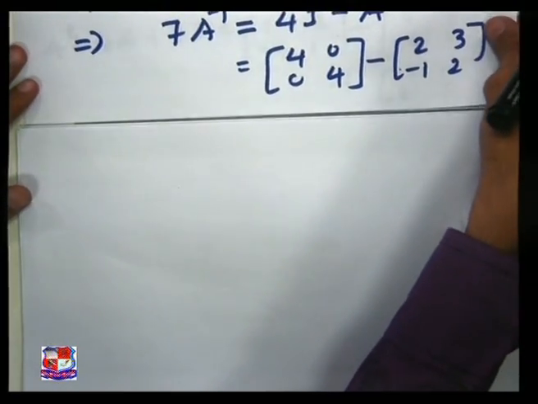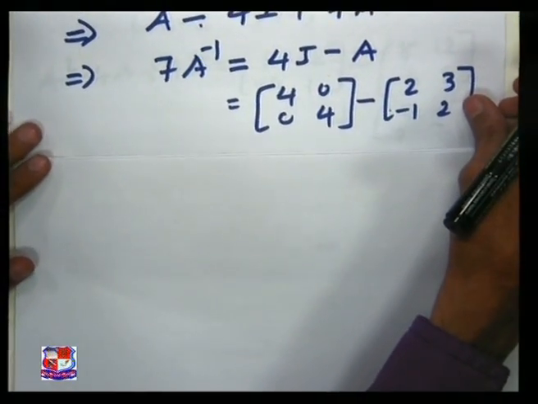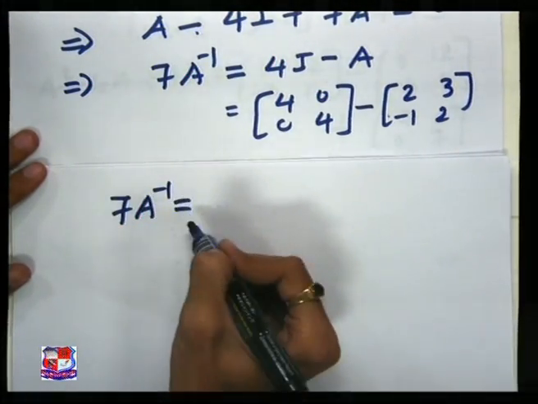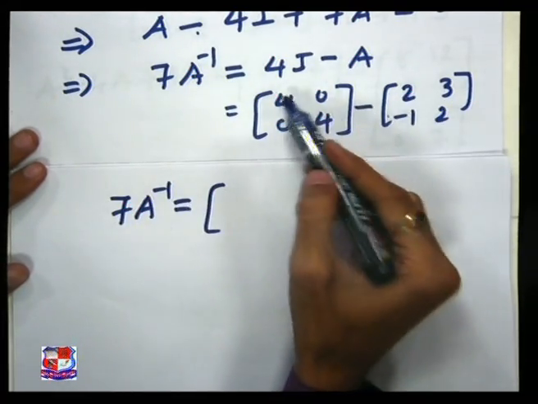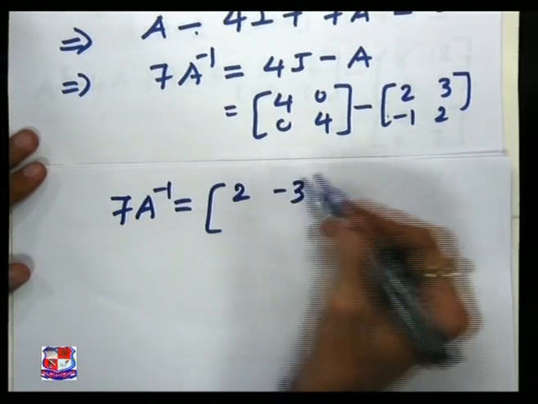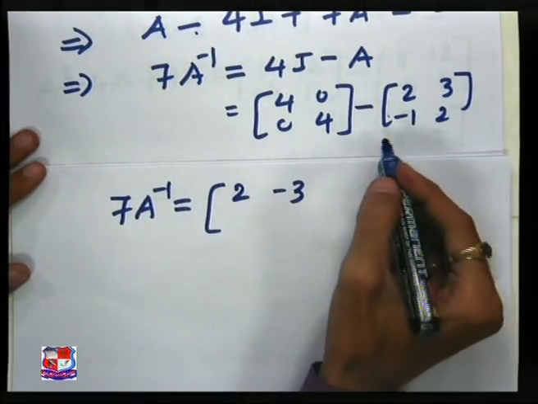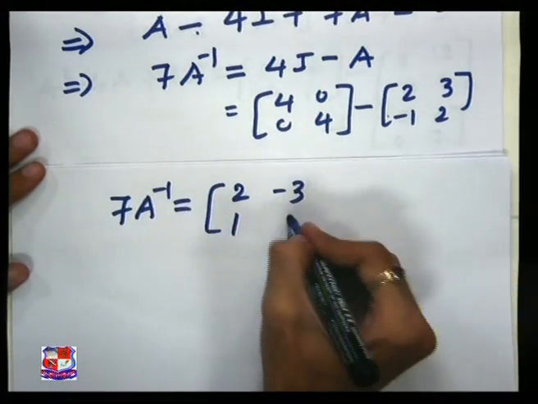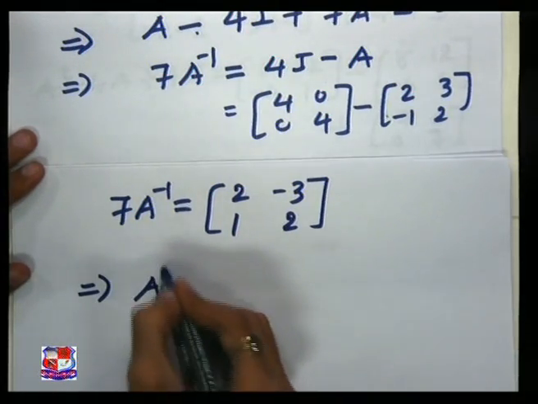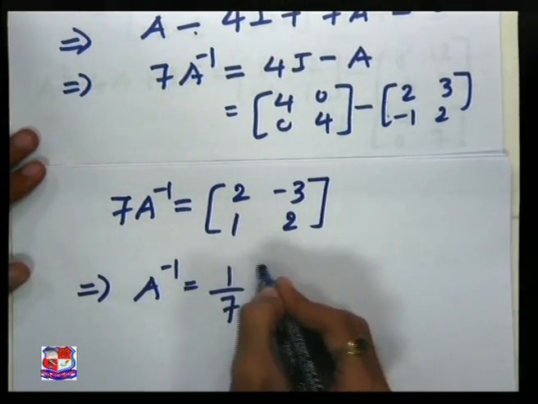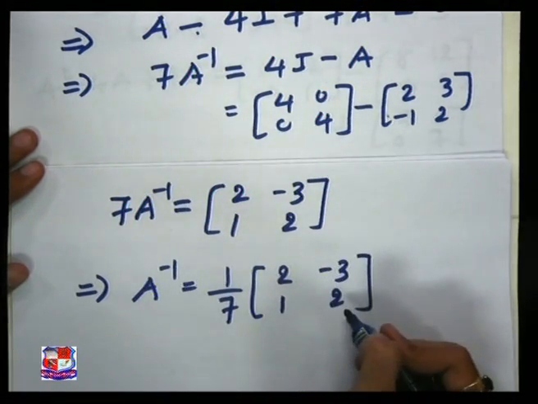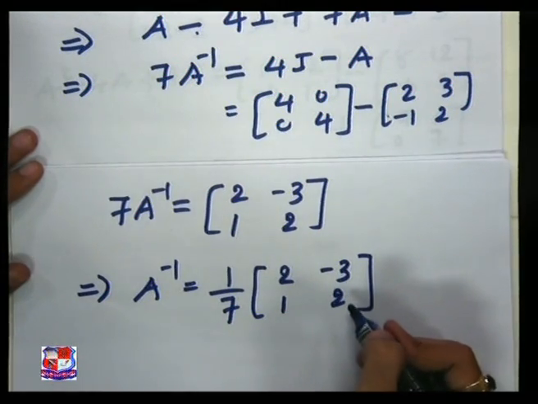7 A inverse is equal to here 4 minus 2, that is 2, 0 minus 3, that is minus 3, 0 minus minus 1, that is plus 1, and 4 minus 2, that is 2. And from here I will get A inverse is equal to 1 by 7 into 2 minus 3 1 2. So this is the answer of A inverse.